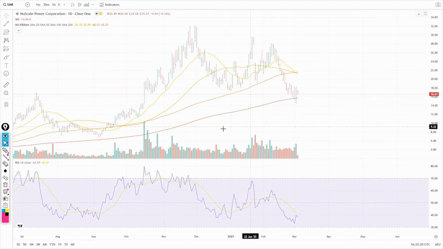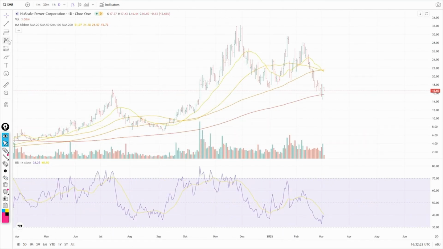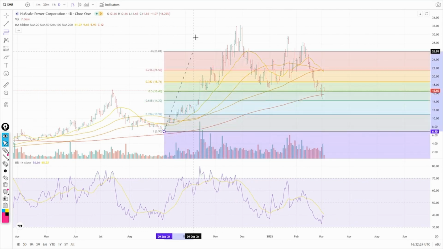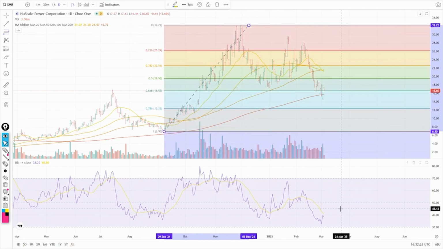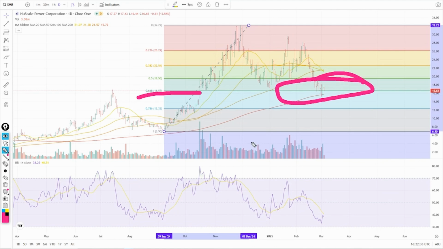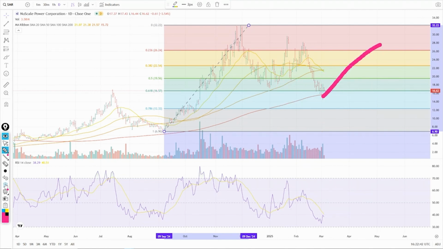Now, getting a little bit deeper here. We can also draw our fibs from the September lows to the all-time high. And what do you know? 61.8 retracement is basically spot on where we're messing around with. So you've got buying pressure from that. You've got buying pressure from the 200-day, hoping to get this thing higher.